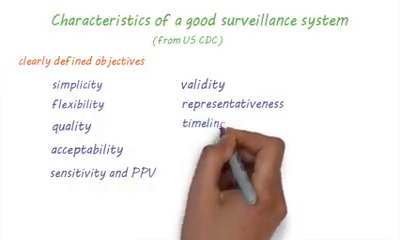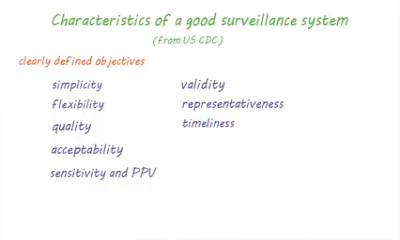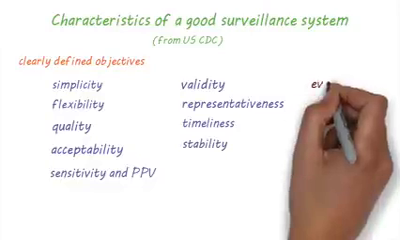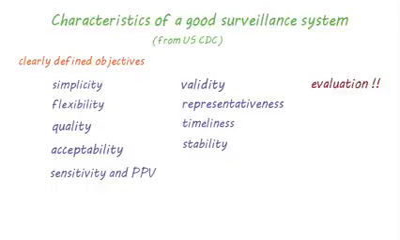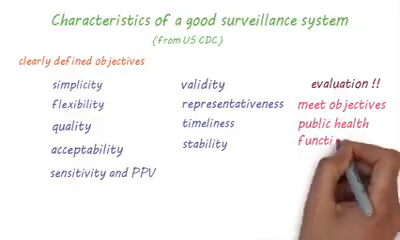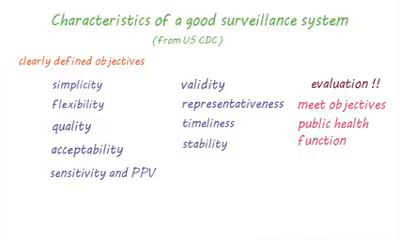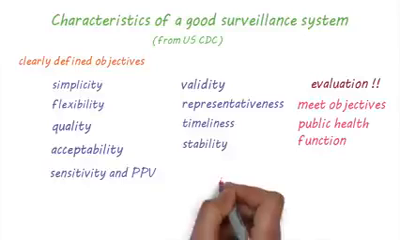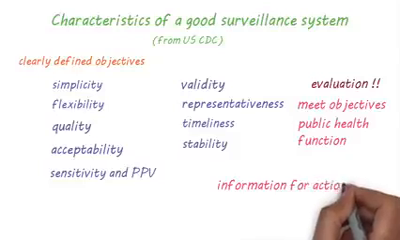It must detect health events in a timely manner so that authorities can take appropriate action. The resources involved in running the system, both human and material, must be stable and available when needed. It's also important that surveillance systems are evaluated routinely to make sure that they continue to meet their objectives and that they're serving a useful public health function. And finally, surveillance isn't just about monitoring health events, but providing useful information to enable public health action.